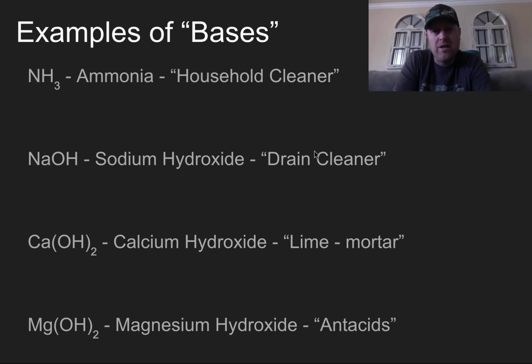So this is sodium hydroxide that's used in drain cleaners. If you have a clog in your sink, you might use some Drano. The main ingredient is sodium hydroxide. Calcium hydroxide's common name is lime. It's used in mortar to make brick walls, the stuff that glues all that together. And then magnesium hydroxide, which is an antacid. And we'll talk maybe more about that when we talk about neutralizing things.